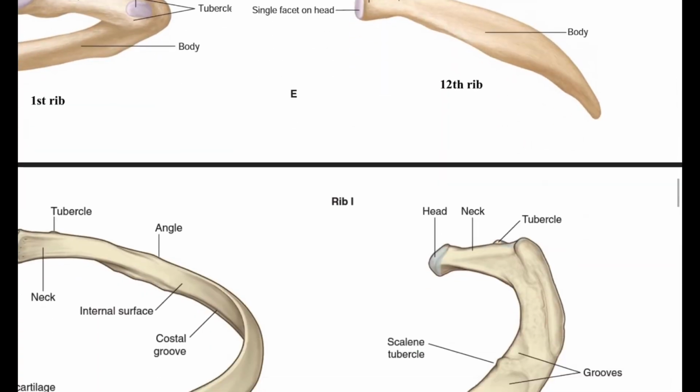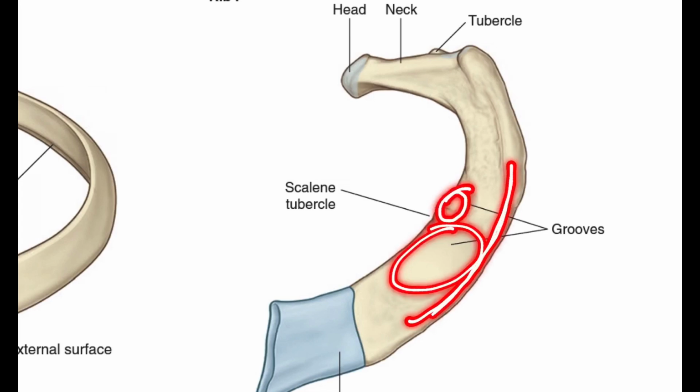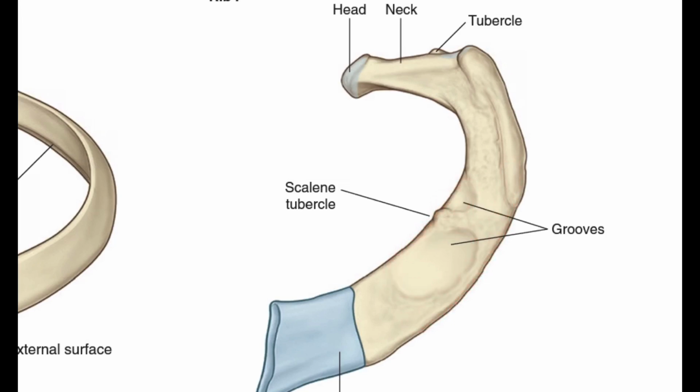So the upper surface of the first rib has 2 shallow grooves for the subclavian artery and vein, but there are no costal grooves like in a typical rib. The 2 shallow grooves are separated by a scalene tubercle for the attachment of scalene muscles.